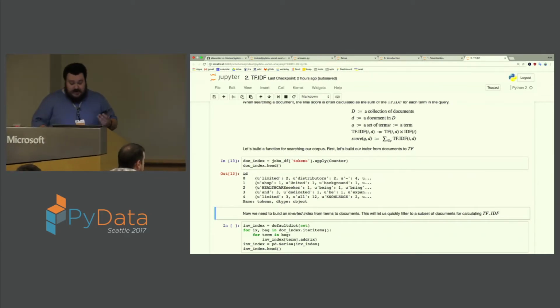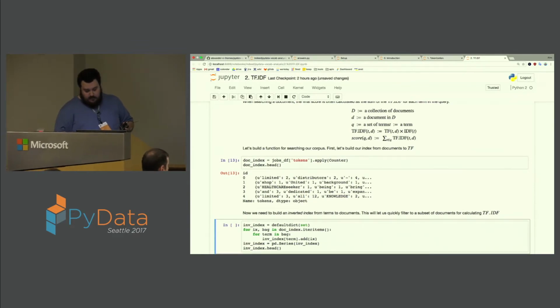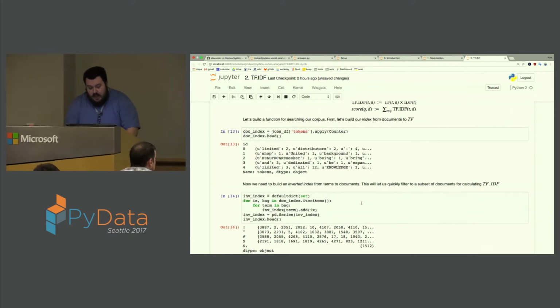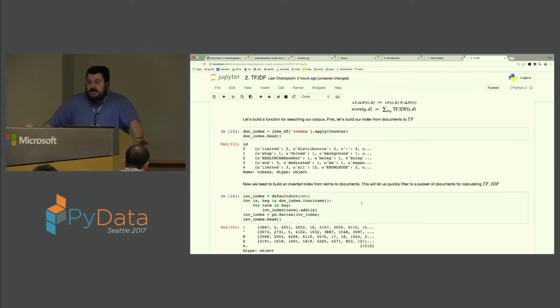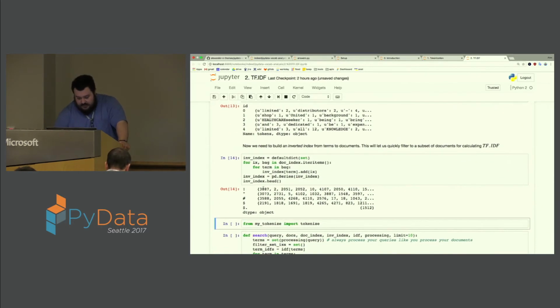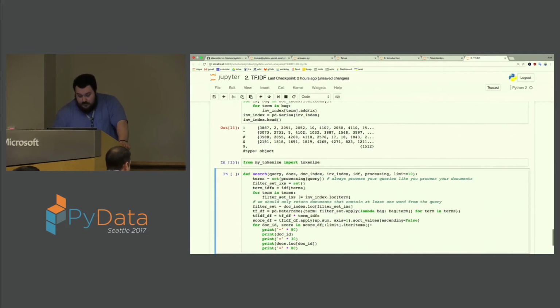Next we need to make what's called an inverted index. The way that works is I'm going to go over each one of the documents, and over each one of the words, and update that in a dictionary. That way we'll be able to go from our terms to the documents that contain them. Here we see all the IDs of the documents that contain an exclamation mark. Okay, so let's import the tokenize that we saved earlier. Hopefully that works.